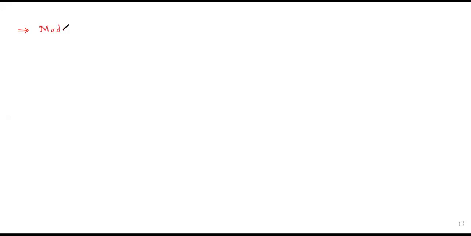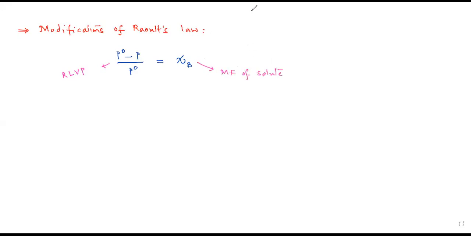Now let us see the modifications of Raoult's law. See, the basic Raoult's law, what we derived, is (P naught minus P) by P naught is equal to XB, right? Now this is the relative lowering of vapor pressure and this is the mole fraction of solute. So this can be modified as (P naught minus P) by P naught is equal to, now the mole fraction of solute can be given as small n by (small n plus capital N).